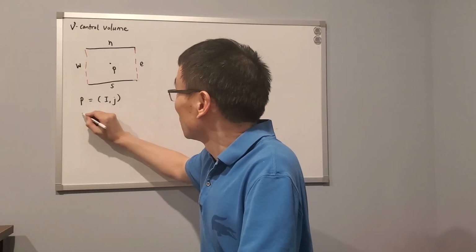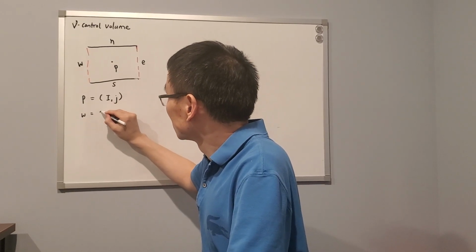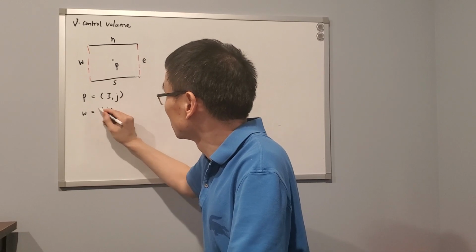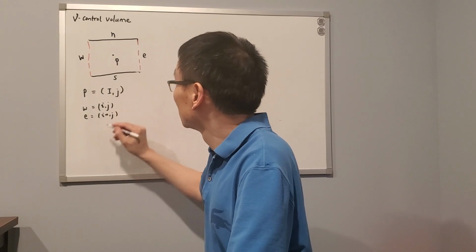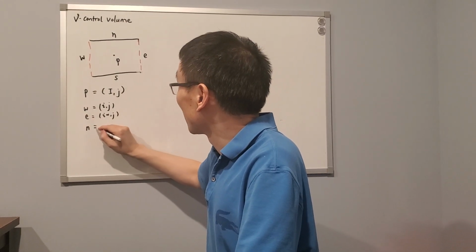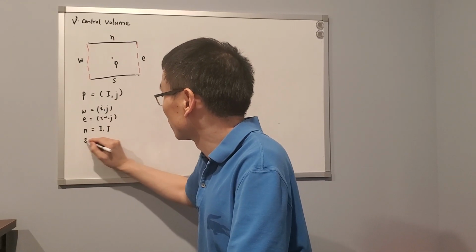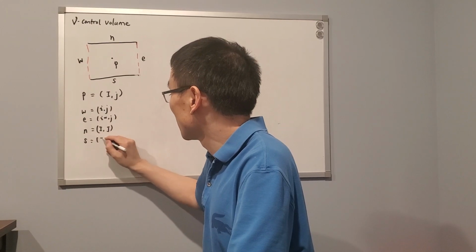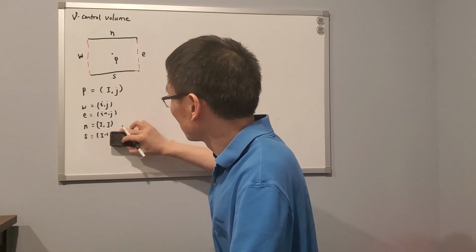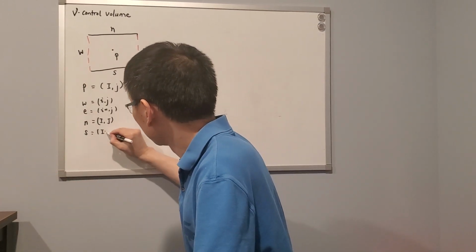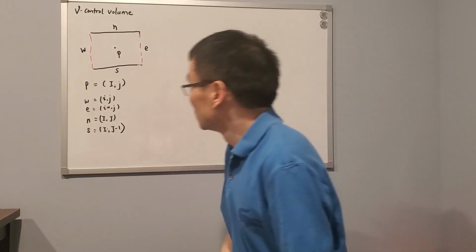All right, so for the W face, we have I, J. East face, we have I plus 1, J. North face, we have I, J, and south face, the index will be I minus 1, J. I and J minus 1.